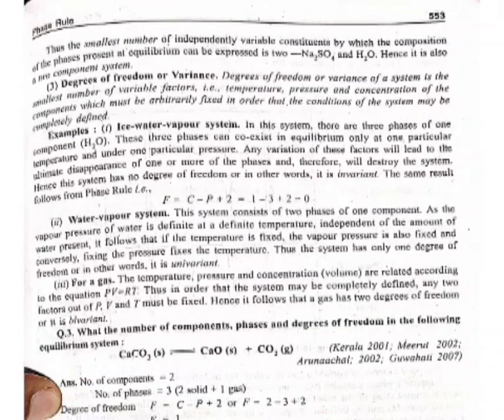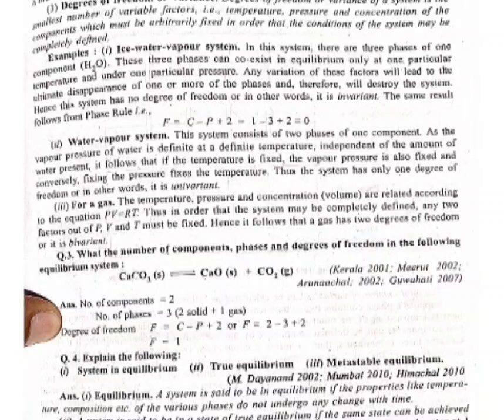Bivariant. Now the number of components, phases and degrees of freedom in an equilibrium system: CaCO3 decomposes into CaO plus CO2. Number of components is 2, number of phases is 3. Degree of freedom F = C - P + 2, so F = 2 - 3 + 2. Let me explain. Let's start with the equilibrium system.